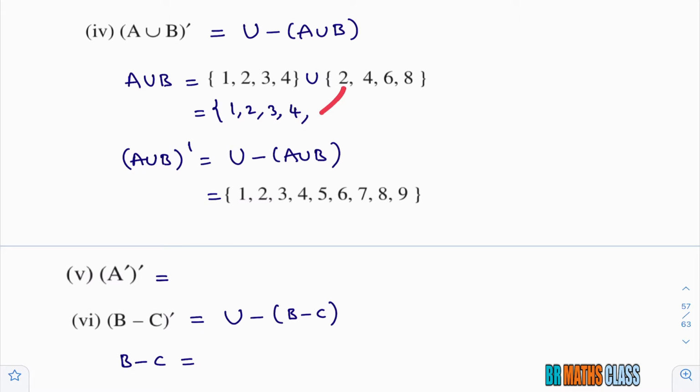Now you write 2. Before writing 2, you check here it is already listed. Now you write 4. Before that you check it is already listed. No need to list it again. 6, 8. So A union B is 1, 2, 3, 4, 6, 8.